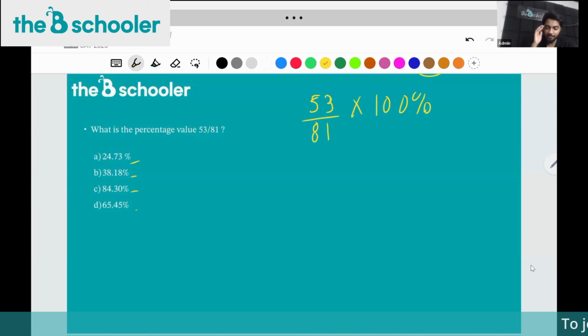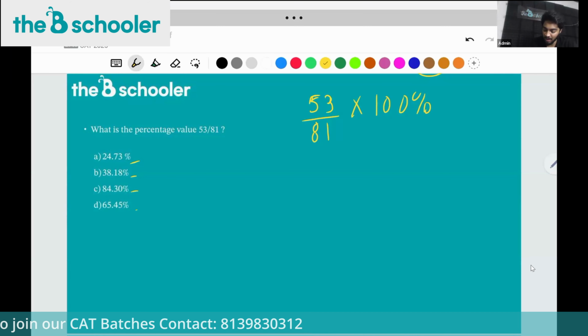Now, how does your thought process have to work? 53 out of 81. Try to think, okay, where is it going to be? You don't have to come to the exact, accurate answer. Think about where it is going to be, what is it going to be close to?